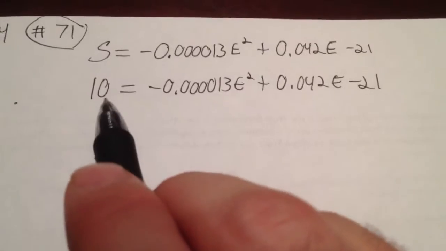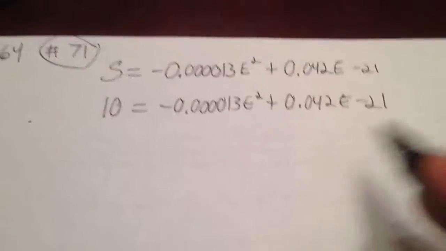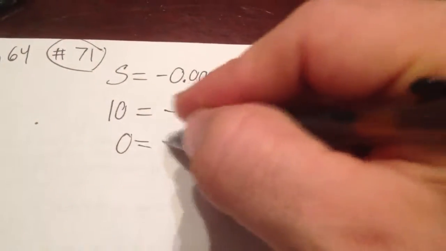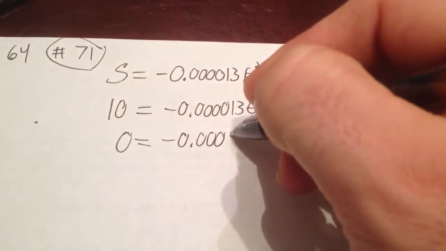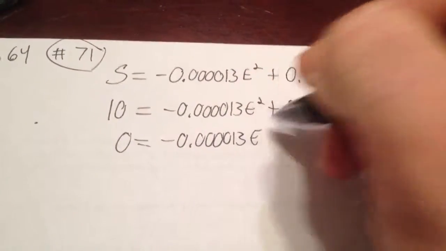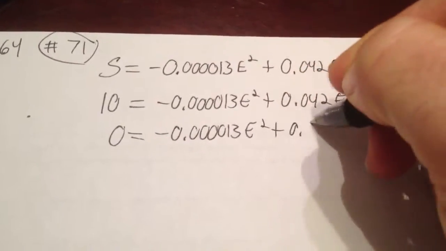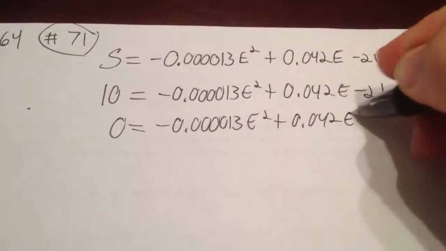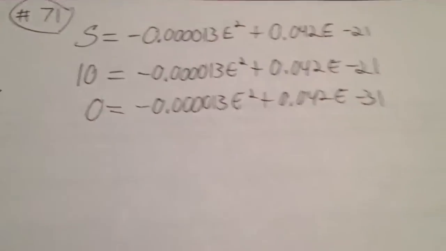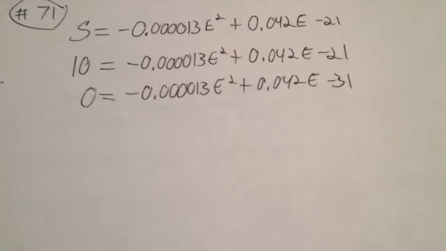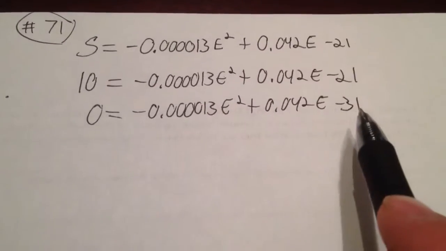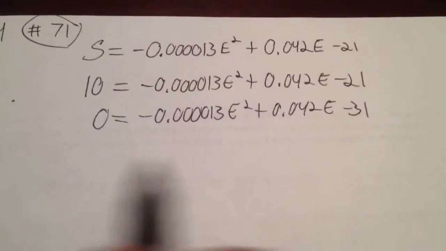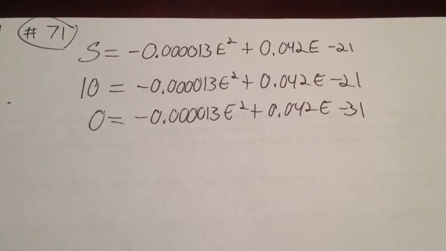So you want to take this 10 right here, subtract the 10 over to the other side, get this thing equal to 0, and solve this using the quadratic formula. So, when you do that, you're going to get 31 over here, minus 31. Now you just use your A and your B and your C in the formula.